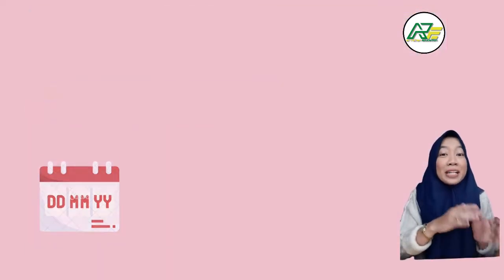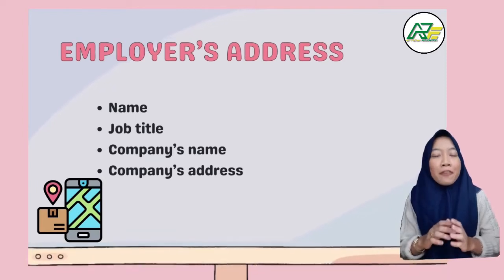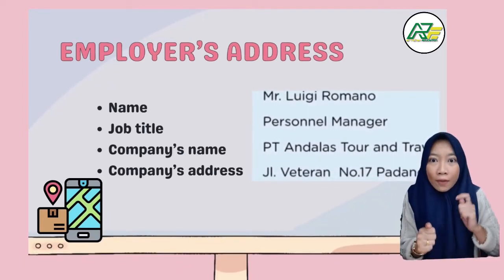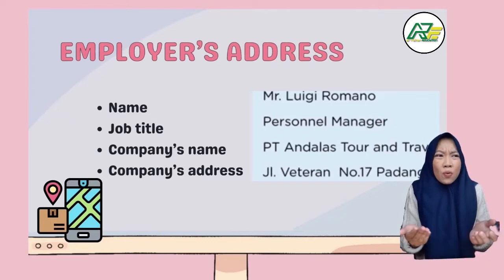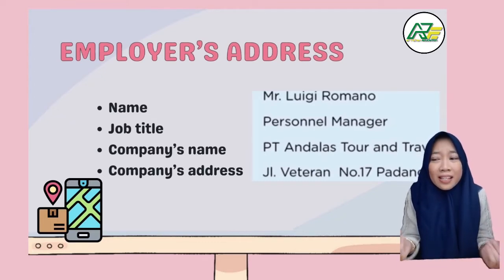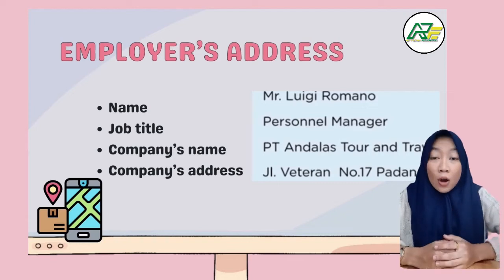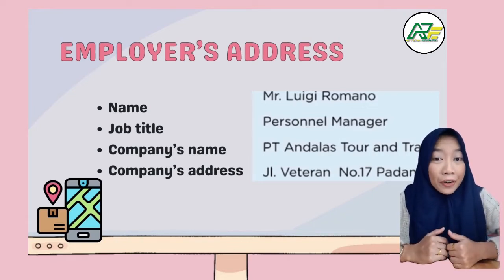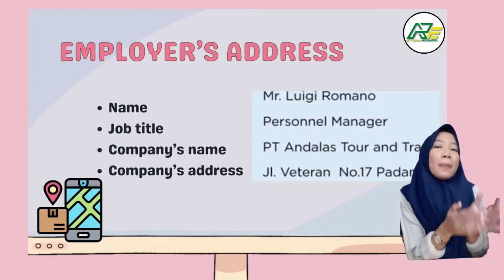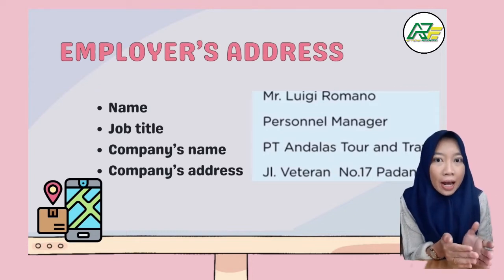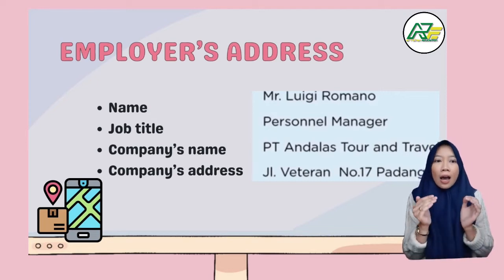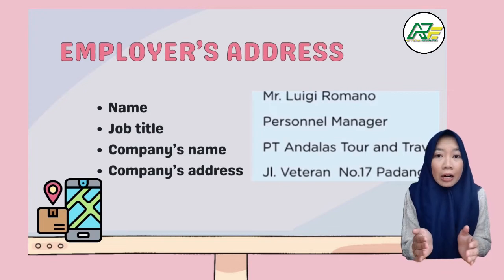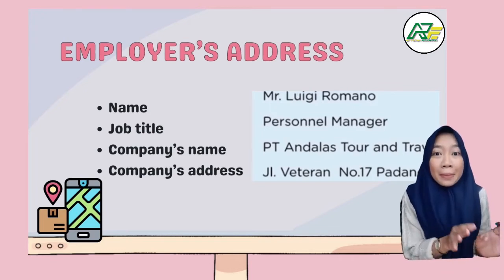And then we move to the third generic structure. We have employer's address. So after writing the date, we have to write the employer's address. But what does employer's address mean? In employer's address, we have to write down the name of the recipient or the receiver. For example, I want to apply to become an English teacher in Araihan. So I have to write down the name of the recipient of my letter. For example, Abi Zayat Namiri.